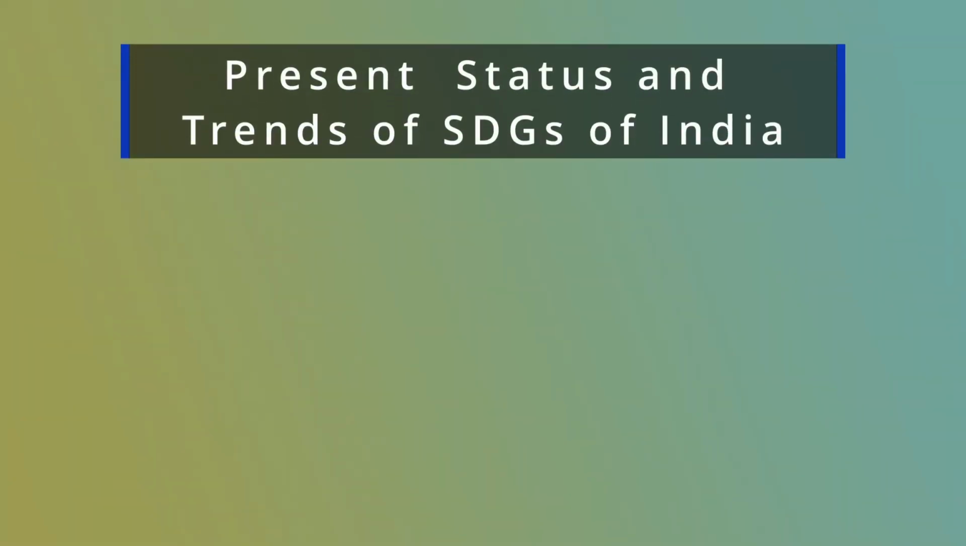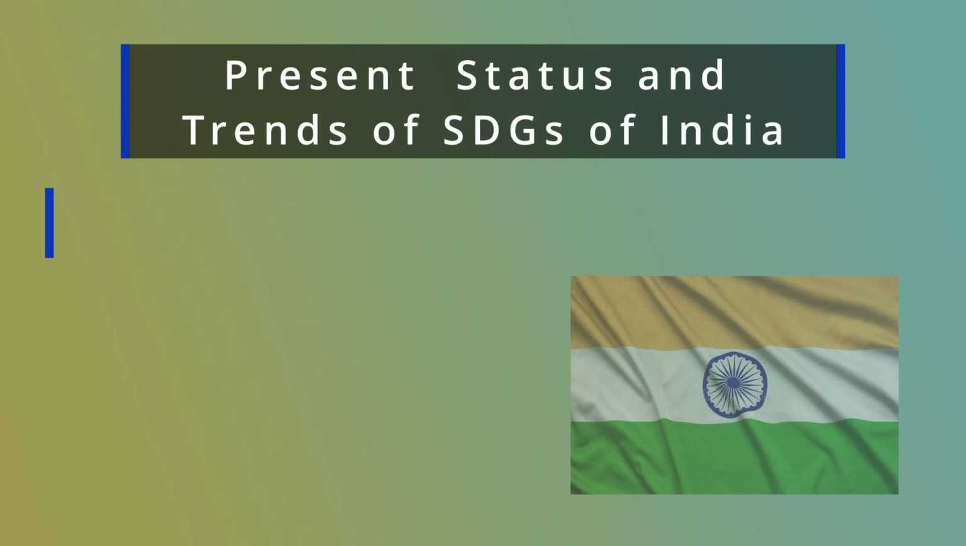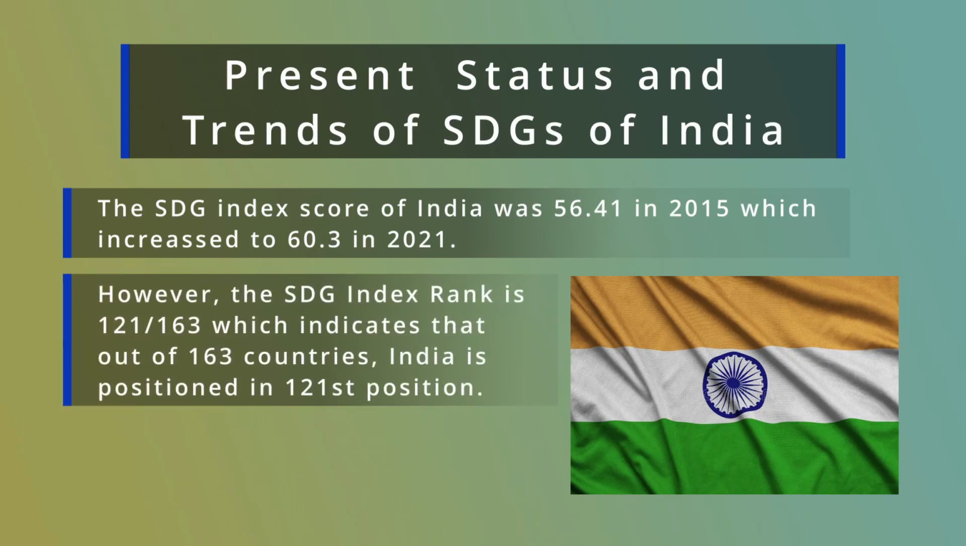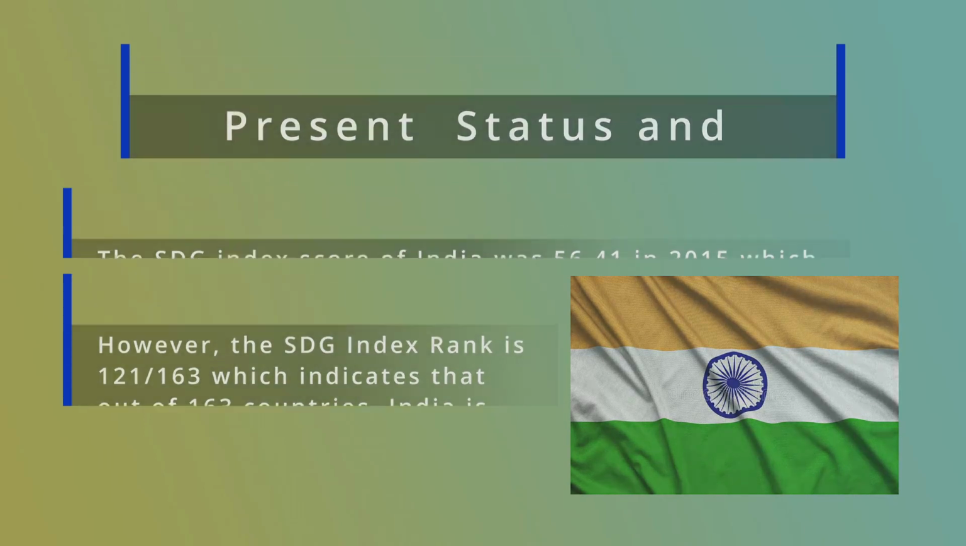Now we look into the present status of the Sustainable Development Goals of India. Out of 163 countries, the position of India is 121st. India is 121st compared to 163 countries, and its Sustainable Development Goal score increased from 56.41 in 2015 to 60.3 in 2021. That is, the position of India is not relatively good. Its position is 121st out of 163 countries.